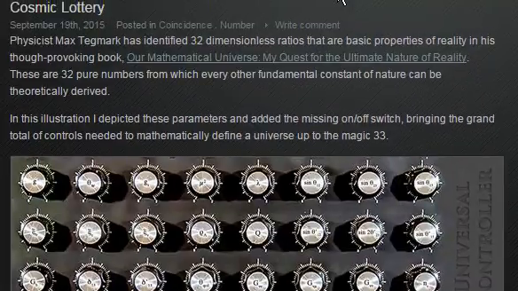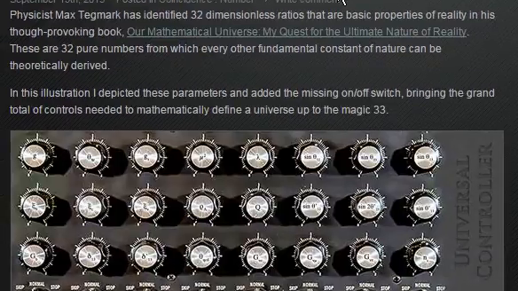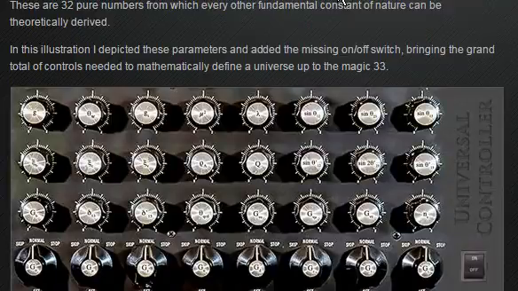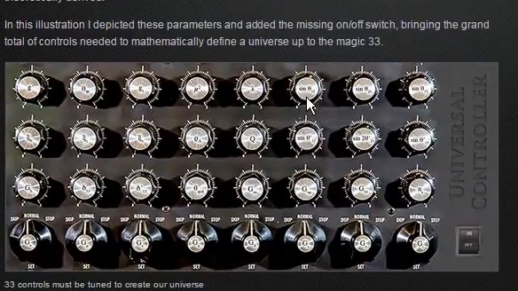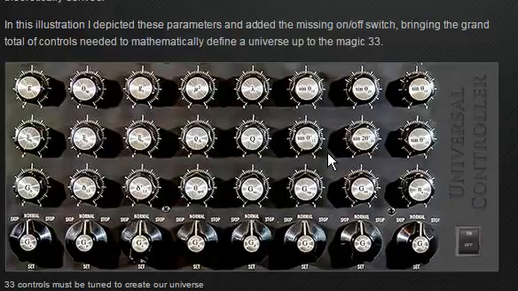Scott put the 32 parameters, and he added one. I do not know why he added one, but let's count them. 1, 2, 3, 4, 5, 6, 7, 8, 9, 10, 11, 12, 13, 14, 15, 16, 17, 18, 19, 20, 21, 22, 23, 24, 25, 26, 27, 28, 29, 30, 31, 32. Okay, so we have here the 32. 8 times 4 is 32. And we have here the additional 33rd controller with the terms on and off written on it.